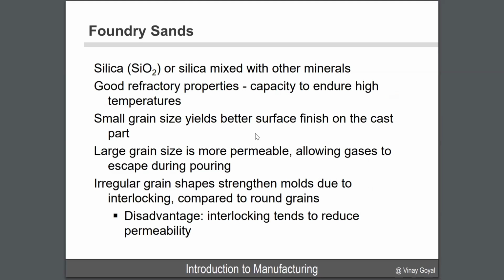We did talk about foundry sands. The main point here is that silica can be used with other minerals in that process. It has great refractory properties. Small grain size allows a very nice surface finish. That grain size is very important. If you can maintain those grain sizes very small, then your surface finish is going to be very nice. Now, if your grain sizes are too large, you're going to have a lot of surface roughness, and surface roughness is a potential issue for fatigue initiation and cracking.